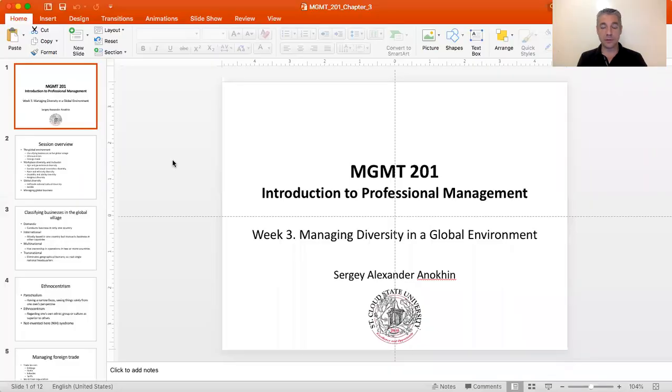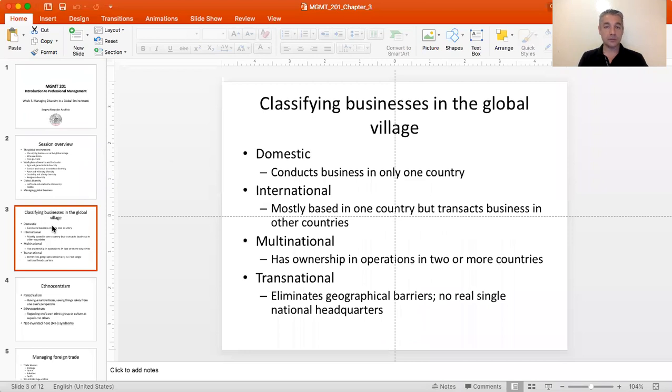Today we're talking about managing diversity in a global environment, and we will talk about different kinds of diverse environments that businesses deal with. Some of that has to do with globalization, but other things have to do with entirely domestic issues like gender diversity and age discrimination and all of that. So I will start by talking about types of businesses with respect to globalization.